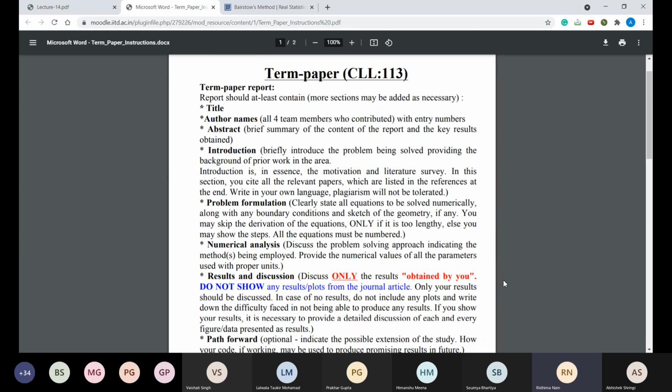You have to make teams of 4, and these are the subheadings of your term paper: the abstract, introduction, problem formulation, and numerical analysis. Ma'am has already explained very well what you need to include under these subheadings. You cannot copy directly from the research journal, because we'll know. You need to write everything based on your understanding of that research journal.